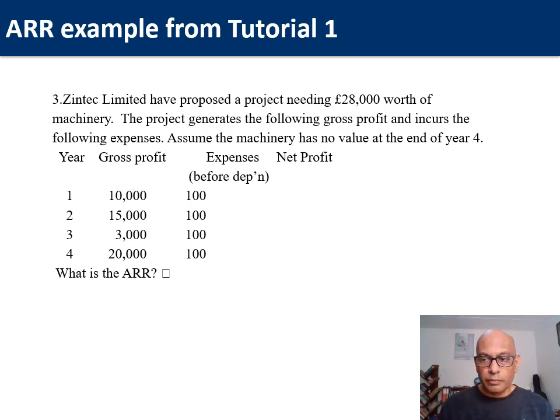So a company has proposed a project. The company is thinking of buying a machine worth 28,000, and there is no value at the end of year 4. That means no residual value. And this indicates the life of the machine is 4 years, and 4 years of data are given. So that's the life of the machine.